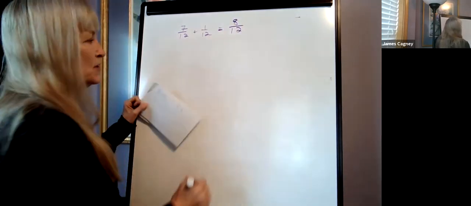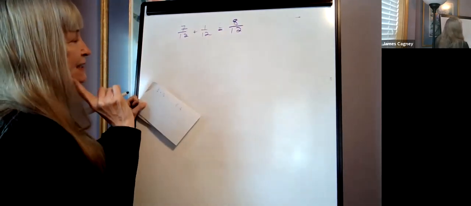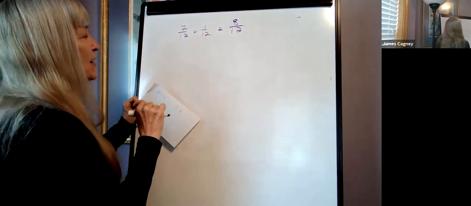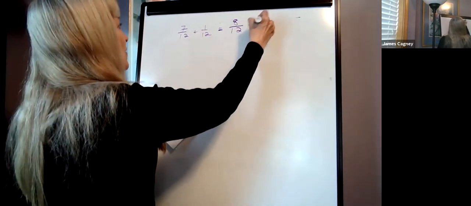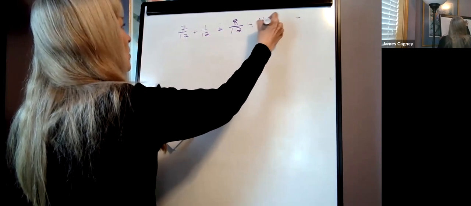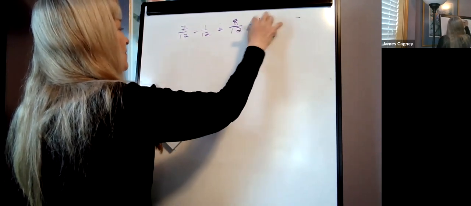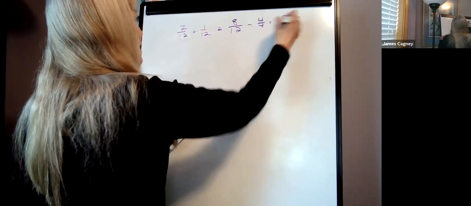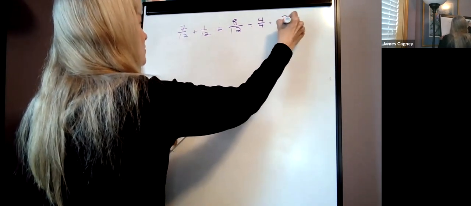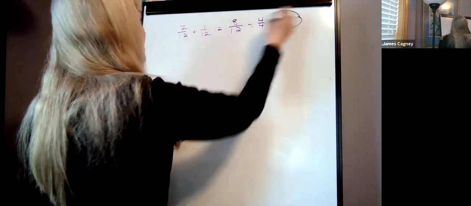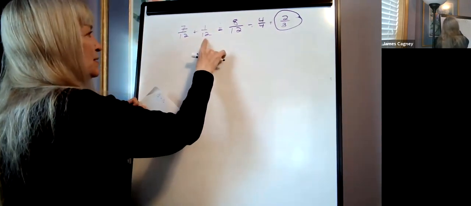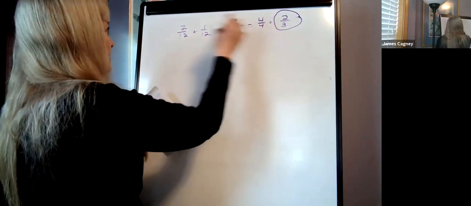You might think you're done, but you're not. Remember, we need to simplify. When I think about 8 and 12, I know that they are both divisible by 4. So 8 divided by 4 is 2. 12 divided by 4 is 3. So my answer, 7/12 plus 1/12, is 2/3.